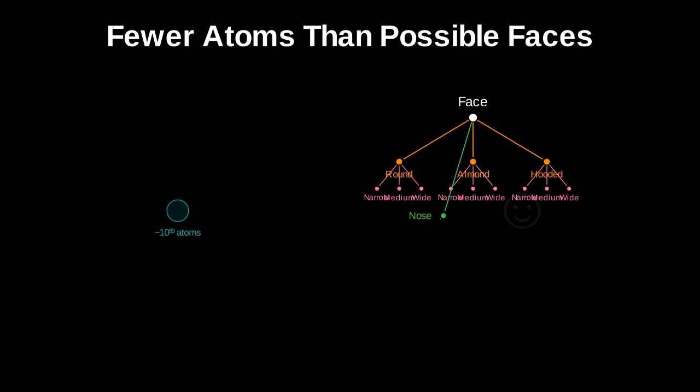Then multiply again by every possible nose width and lip curve. Wide, narrow, flat for the nose. Thin, full, wide for the mouth. The branches keep splitting, each choice multiplying everything before it.